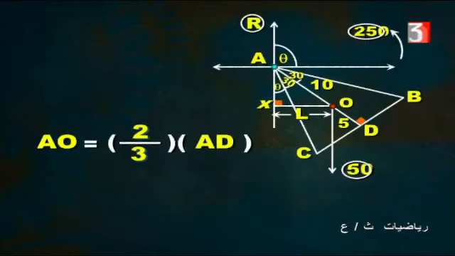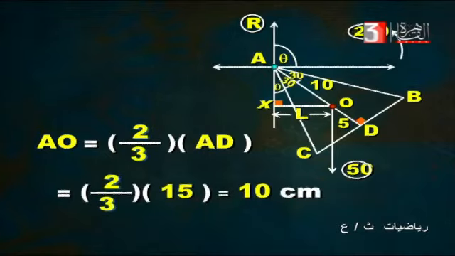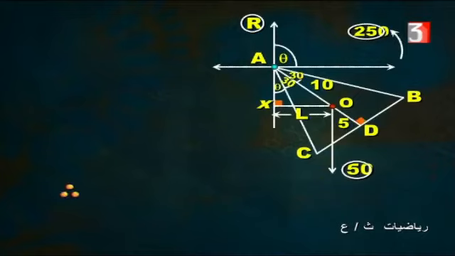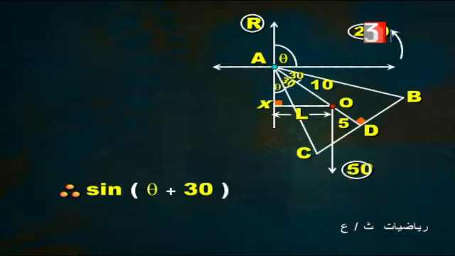Therefore, we deduce that the ratio between AO and AD is two thirds. Why? Because AD is a median, AO is two thirds of it. From the given, AD equals 15, so we deduce that AO equals what? Equals 10 centimeter. Look at triangle AOX. We know that sine theta plus 30 equals 1 over 2. Why? XO is 5, AO is 10.